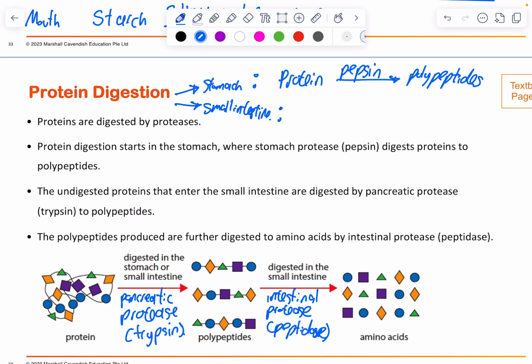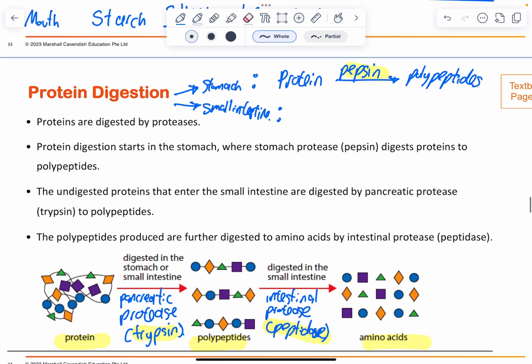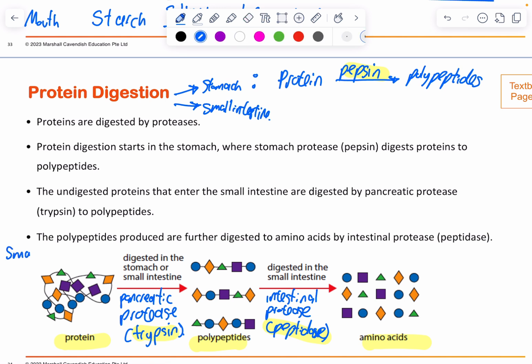So that's why it is highly recommended not to use the word protease, because it's very generic. You should be using the key types of enzymes and what is being broken down, to differentiate the breakdown in the stomach as well as in the small intestine. So this part happens in the small intestine. This is for protein digestion.